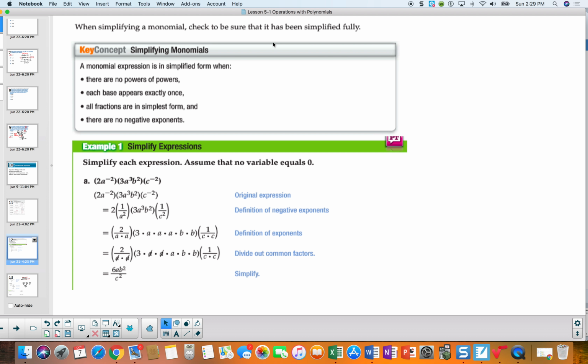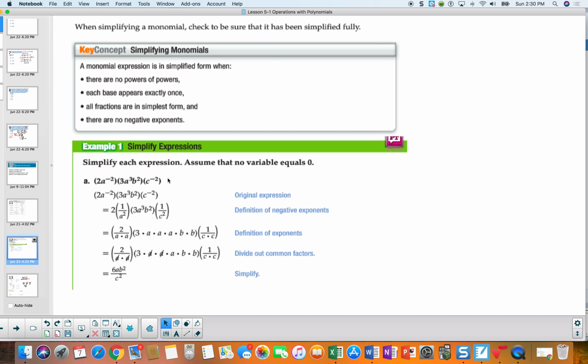All right, monomials. What's a monomial? Well, a monomial has no powers of powers. That's a simplified form. Each base appears exactly once. All fractions are in simplest form, and there are no negative exponents. So let's take a look at this expression.